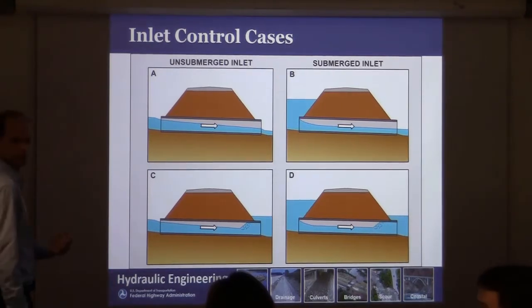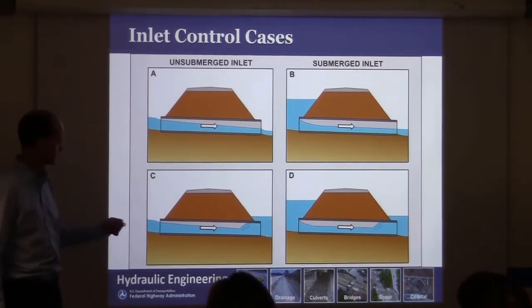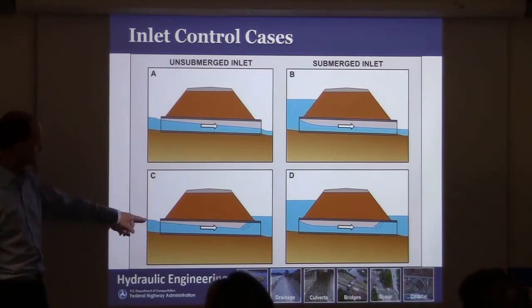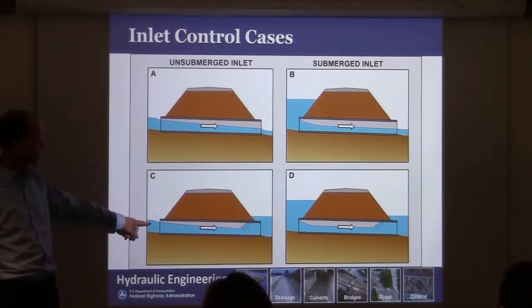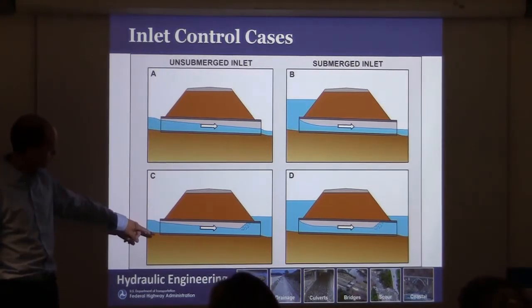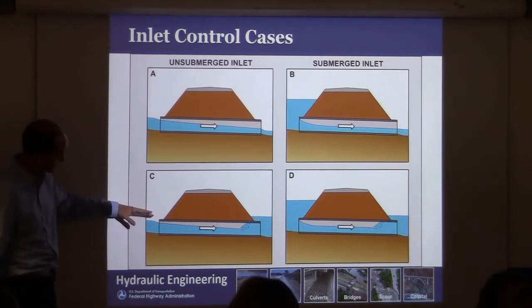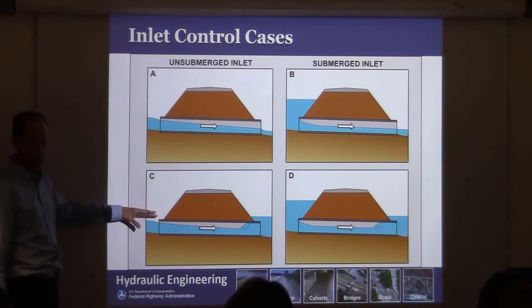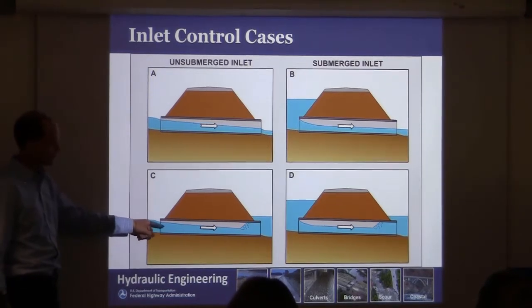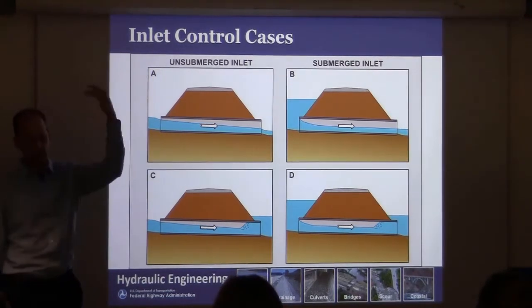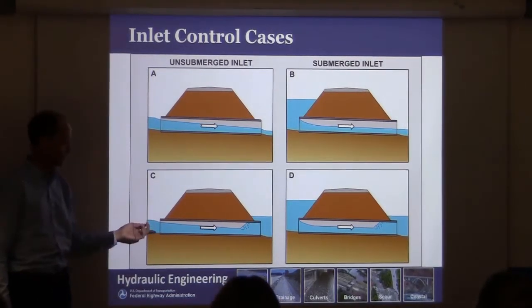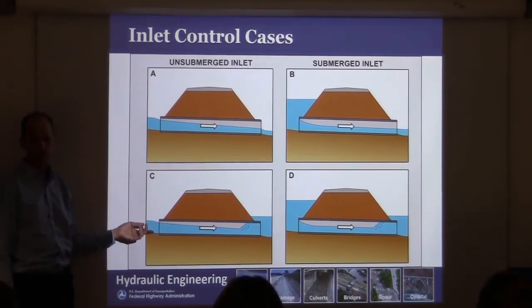So on C there, it's subcritical flow before it enters? Yeah, that's a good point. Actually, we don't know. If we had critical depth, and if critical depth is like here, then that would be supercritical. You can have different depths of supercritical flow, but once it exceeds critical depth, then it goes back into subcritical. So I don't know. This could be subcritical, or it could be supercritical entering the barrel.